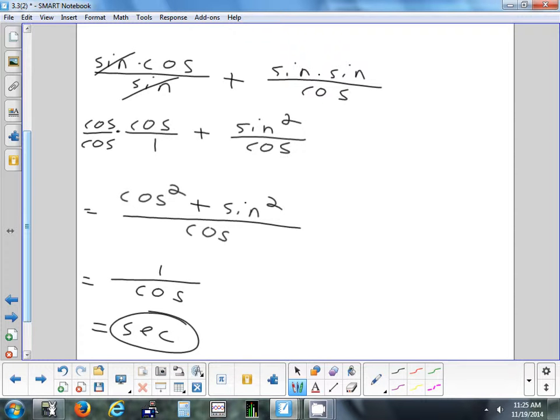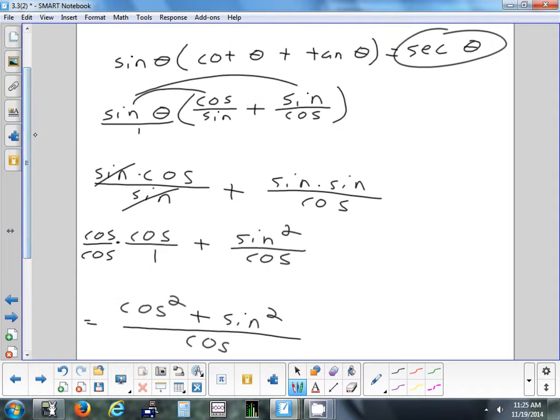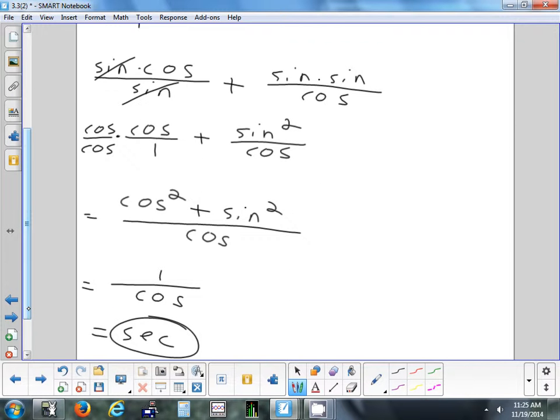Okay, so that's more of a medium. We had to do the common denominator trick. We had to change the sines and cosines, use the Pythagorean identity, a reciprocal identity, and the distributive property. So there was a lot of different things we did there. Any questions on that one?